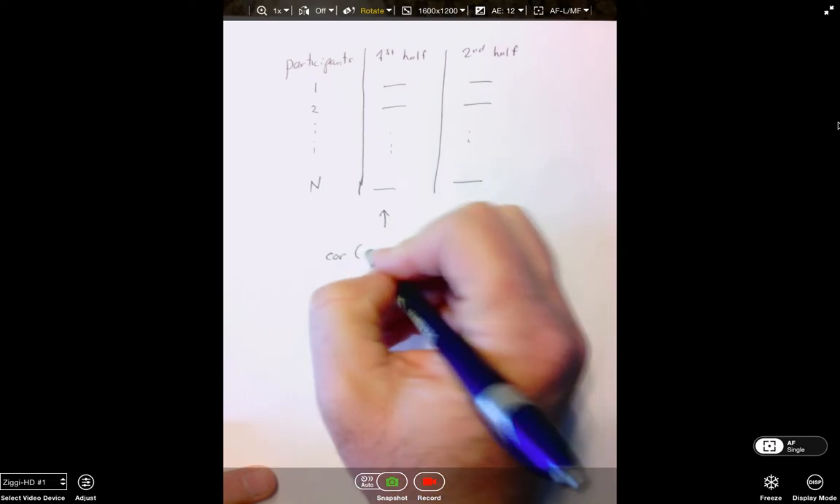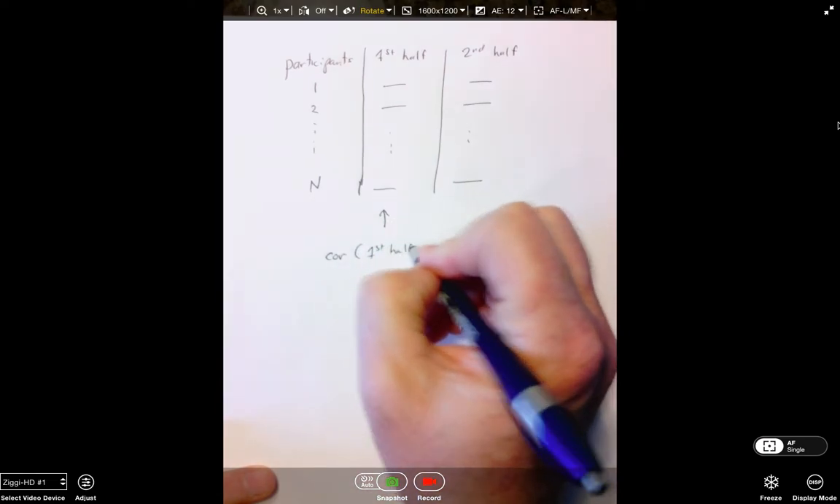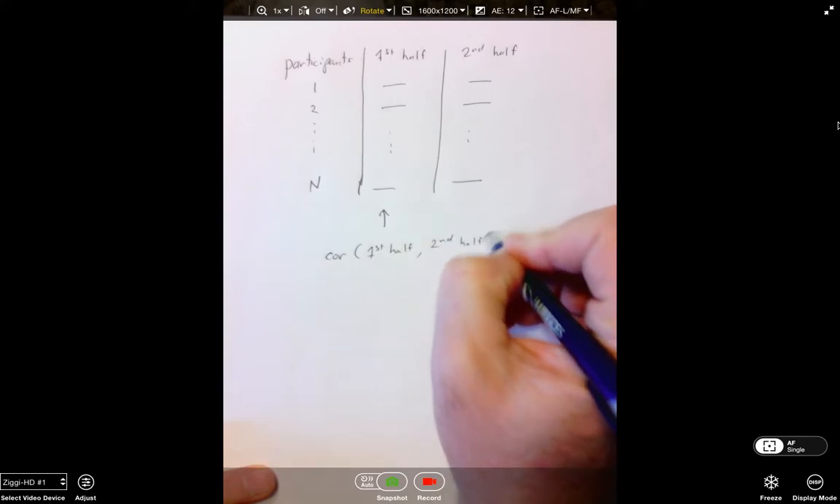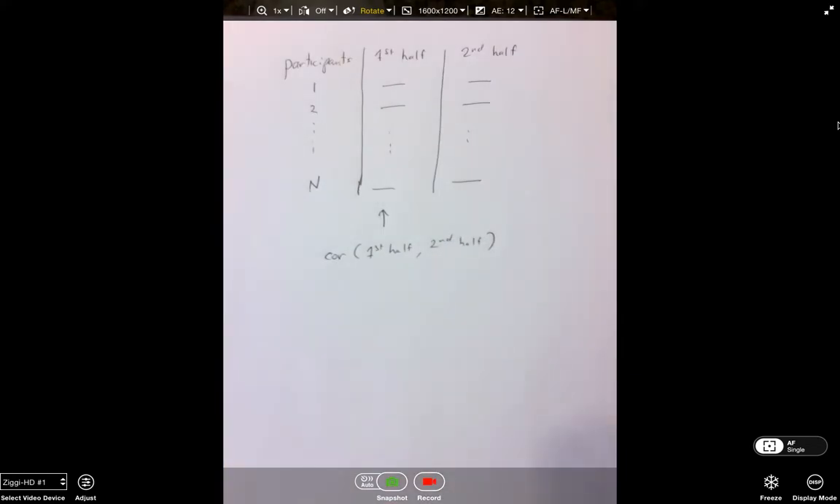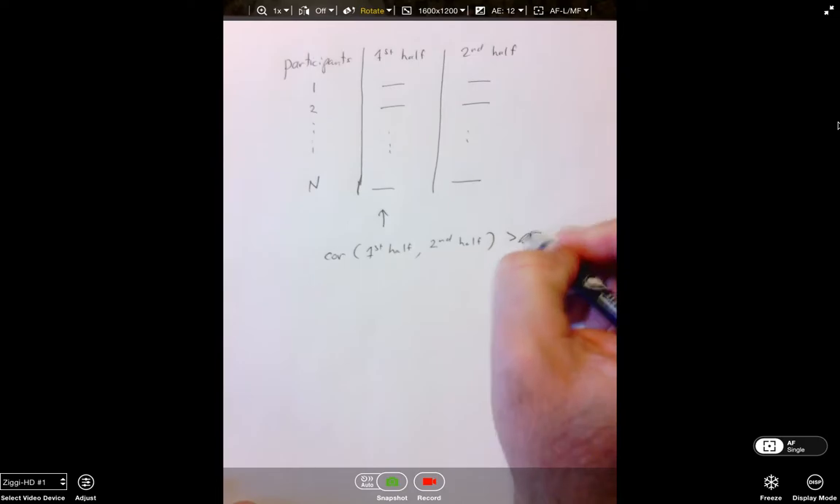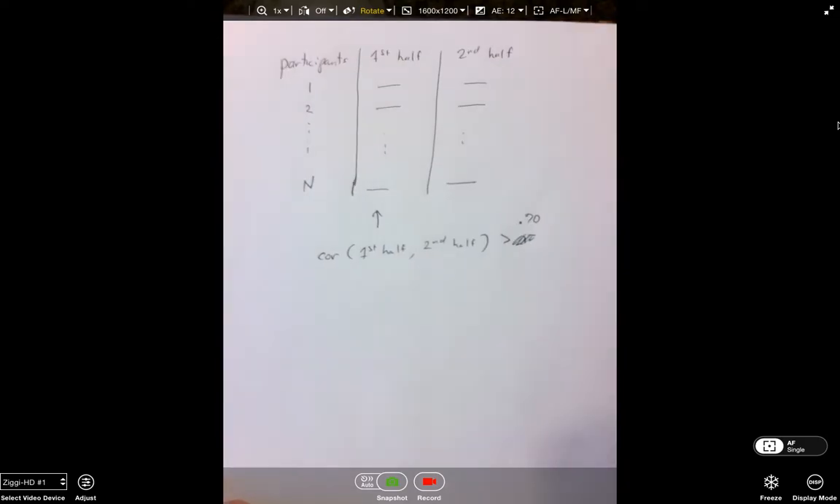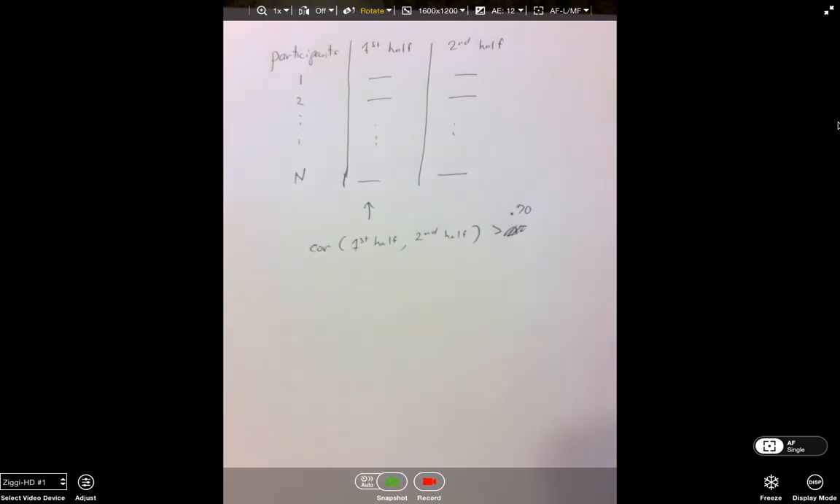In essence, what we do is we create a new data set, if you will, and we look at the correlation of the first half with the second half. So if we have reliability across participants, we would expect the correlation between the split halves to be greater than 0.70. Again, we would expect that the correlation of the group of scores in score 1 and the group of scores in score 2 should be reasonably high, and reasonably high in this situation will be about 0.70 or higher.